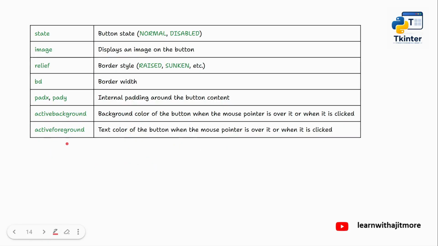Then active background, active foreground. This is the color when the button is pressed, meaning whenever you select that button, you click that button, so the button is active.